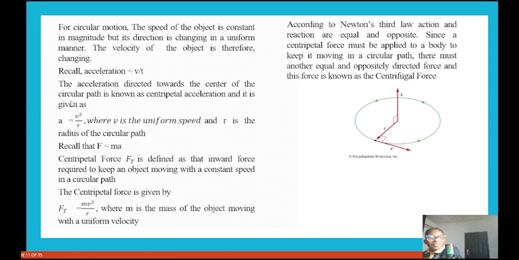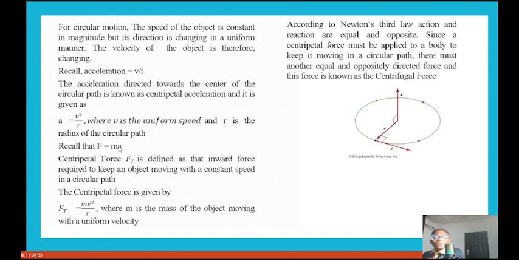So for a circular motion, acceleration is velocity squared divided by r, where v is the uniform speed and r is the radius of the path. Also recall that F equals ma. Yes, F equals mass times acceleration. From that we can get something.